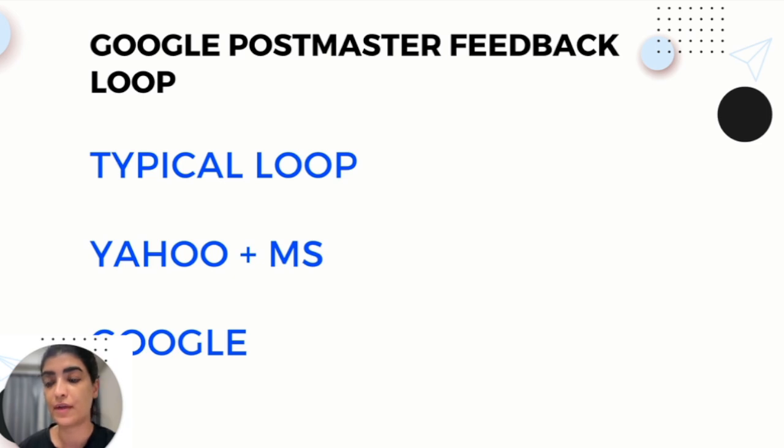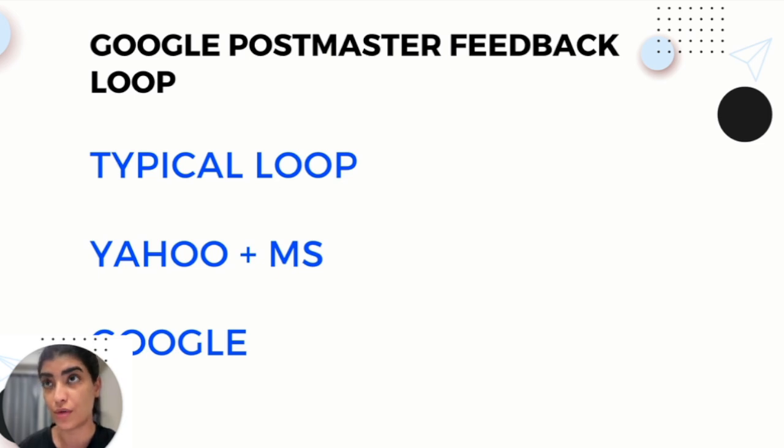A typical feedback loop in email, its typical example is when someone clicks on your email or opens it, you get the click-through rate or open rate, and that's how you get those metrics. And if they click or mark an email as spam, that's how you get the spam rate back. So with Yahoo and Microsoft, for example, when someone marks your email as spam, it comes back as this user reported your email as spam.